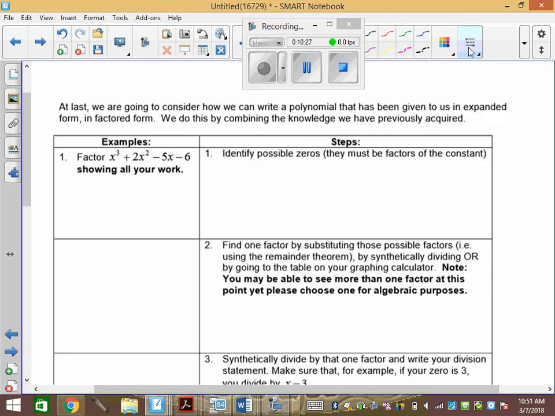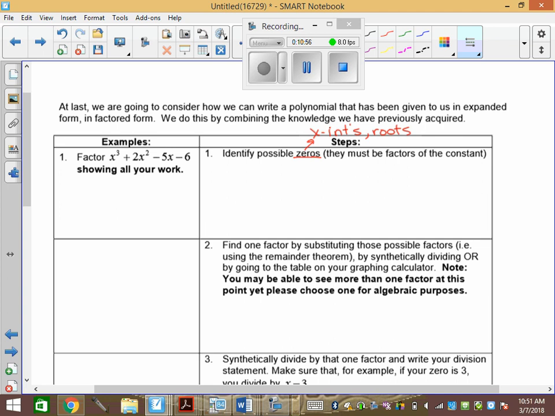The first thing we need to do, though, is find possible x-intercepts, okay? Because we need an x-intercept to start the synthetic division going, right? We needed one. The potential x-intercepts are zeros. Zeros, x-intercepts, roots, all mean the same thing. We agree?